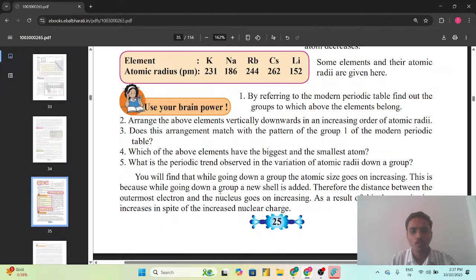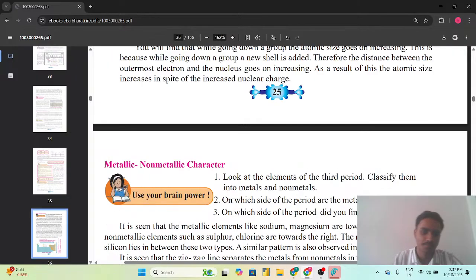This is because while going down a group, a new shell is added. Therefore, the distance between the outermost electron and the nucleus goes on increasing. As a result of this, atomic size increases in spite of increased nuclear charge.